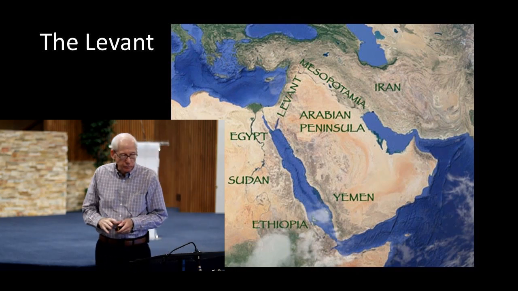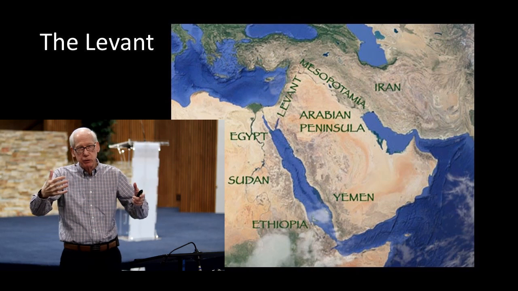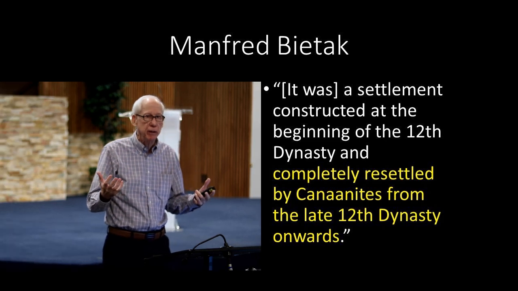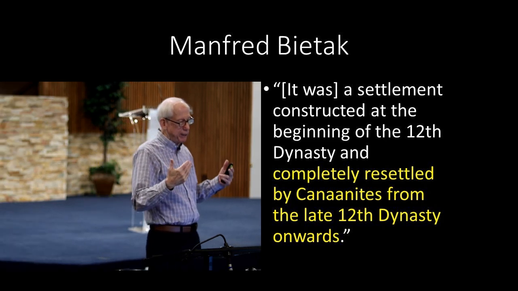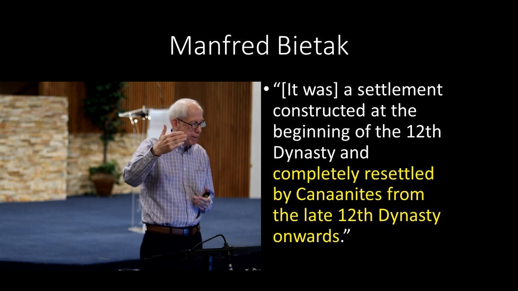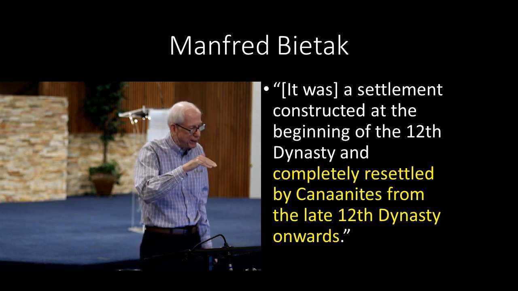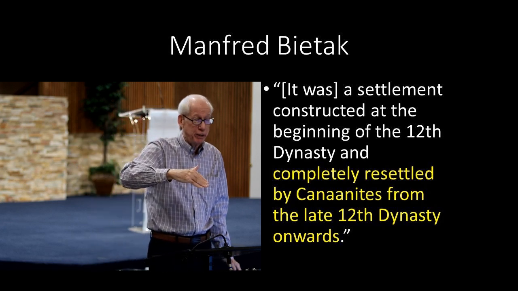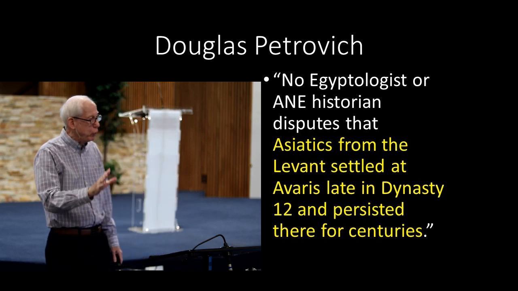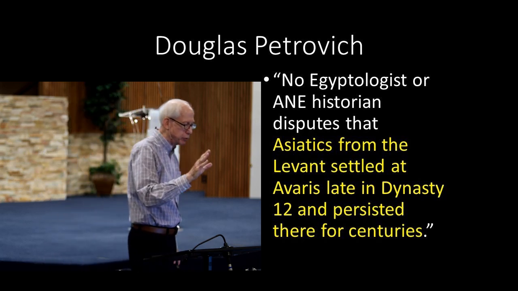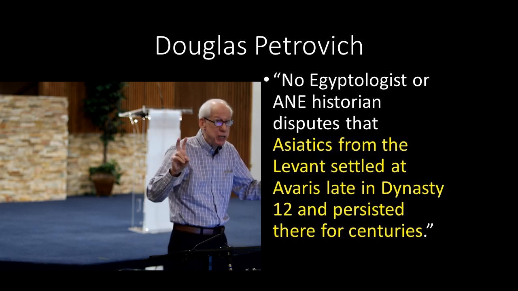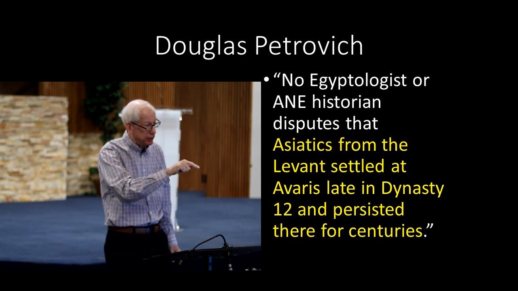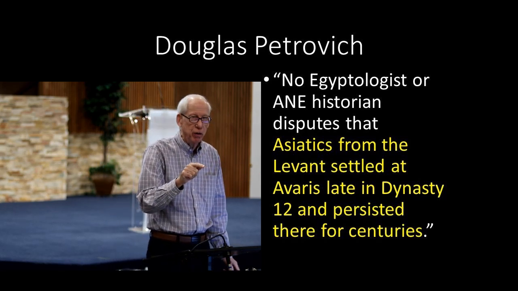Manfred Bietak describes this 19th century BC site at Tel El Daba. He says it was a settlement constructed at the beginning of the 12th dynasty, and completely resettled by Canaanites from the 12th dynasty onwards. And the archaeologist Douglas Petrovich says no Egyptologist or ancient Near Eastern historian disputes that Asiatics from the Levant settled at Avaris late in Dynasty 12 and persisted there for centuries.